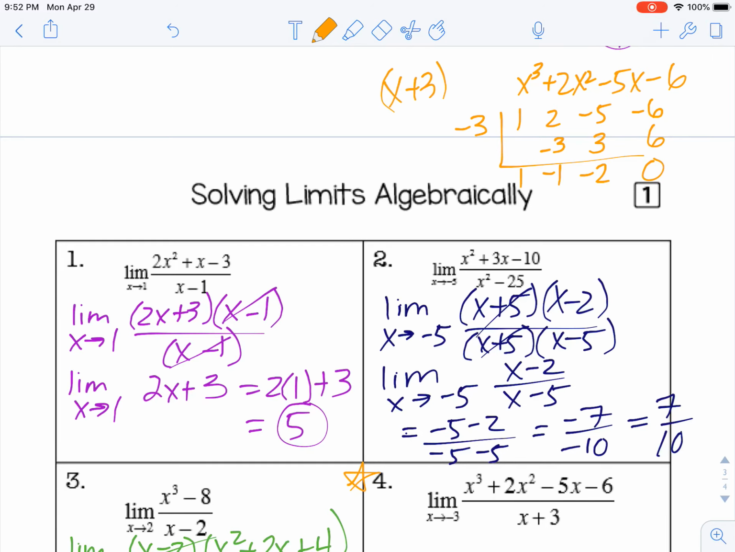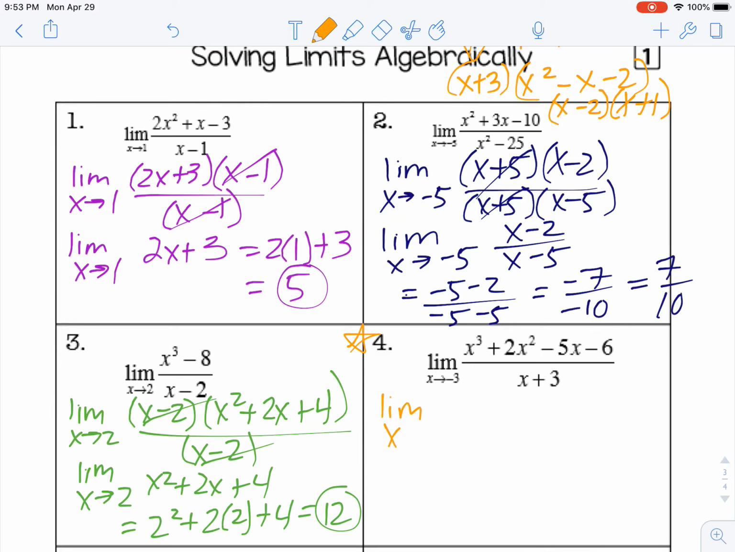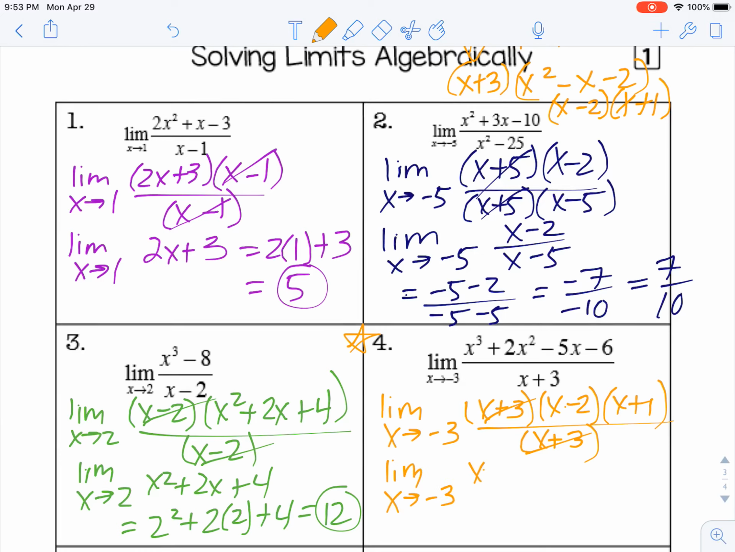That means that the factors of your numerator were x plus 3, that solution right here, and then x squared minus x minus 2, which actually is really nice because this factors into x minus 2 and x plus 1. Okay, so numerator, limit as x approaches negative 3, x plus 3 times x minus 2 times x plus 1 over x plus 3. All right, simplify that. Limit as x approaches negative 3 of x minus 2 times x plus 1. That's going to be negative 3 minus 2 times negative 3 plus 1. Do that out, you're going to get 10.